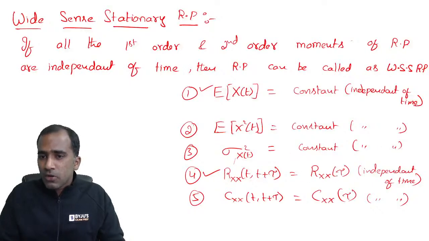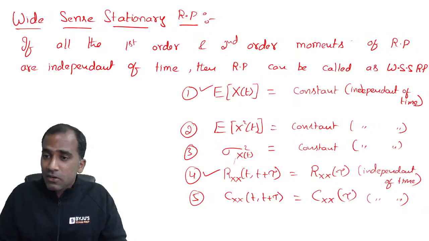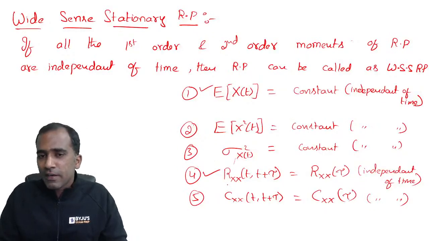Because from autocorrelation function only, we can get these two. From autocorrelation function, we can get this. Using autocorrelation function only, we can get autocovariance also. From autocovariance, you can get this. Since there is a relation between all of them, if first and fourth are independent of time, 2, 3 and 5 also will be independent of time. So you don't need to waste time by finding all of them. You just need to find the mean value and autocorrelation value. Only two things. But basically all five should be independent of time. But to find out if all the five are independent of time or not, if you find 1 and 4, that is sufficient.